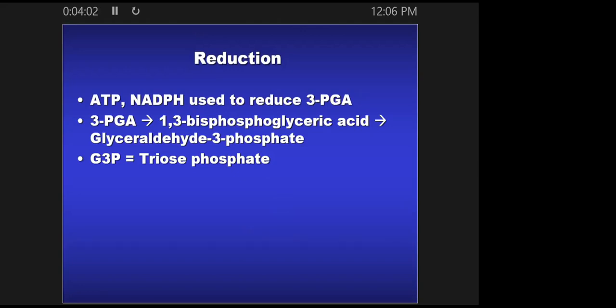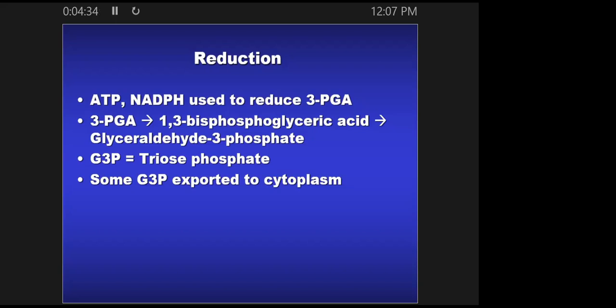And please get this straight in your head. I've seen students mix these up in previous semesters. I know they're both 3-letter abbreviations, so let's make sure that you're getting this straight from the get-go. So we have G3P, often referred to as triose phosphate. Triose just means 3 carbons.